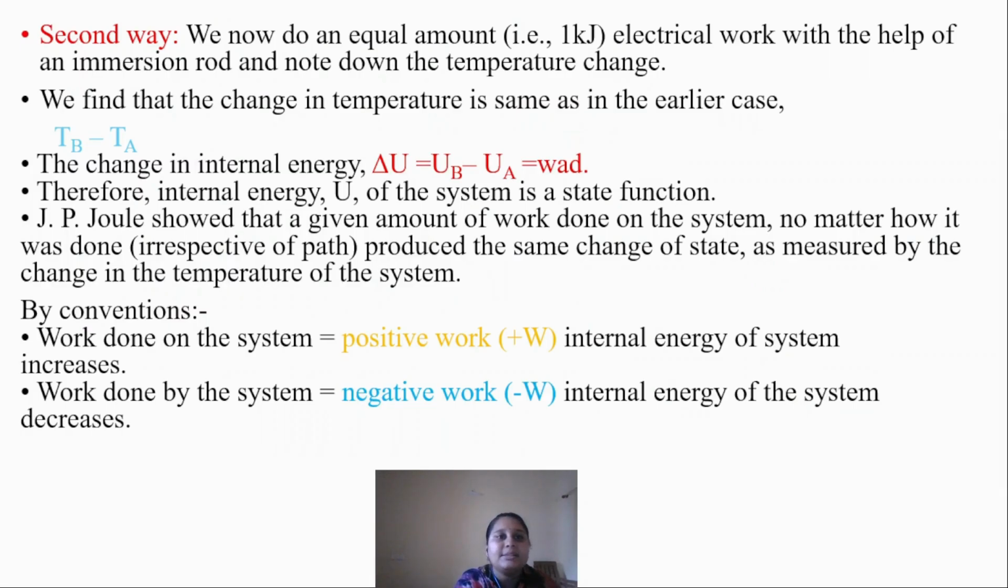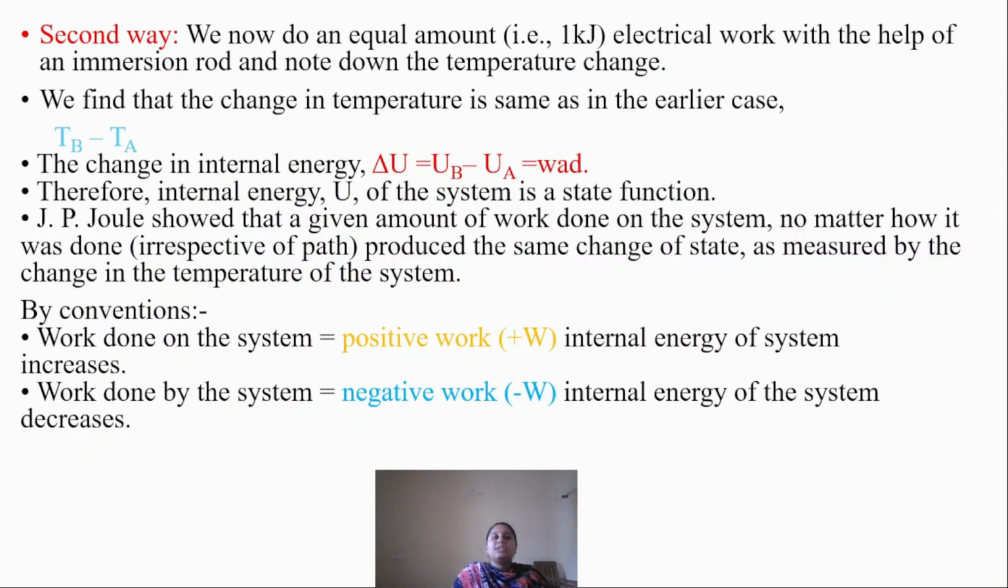Another way is to take an equal amount of electrical work, when an immersion rod is dipped in, and note down the temperature change. We can find that as the change in temperature increases, the change in internal energy delta U is equal to UB minus UA, that is the work done by the adiabatic system. Therefore the internal energy U of the system is a state function.